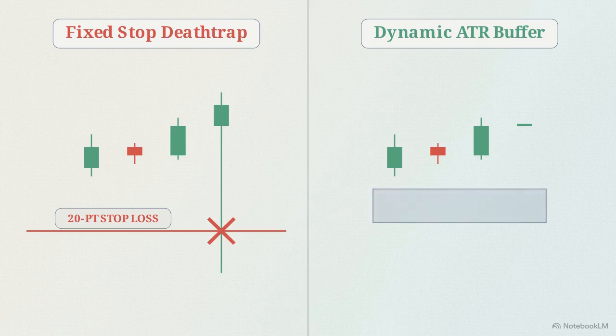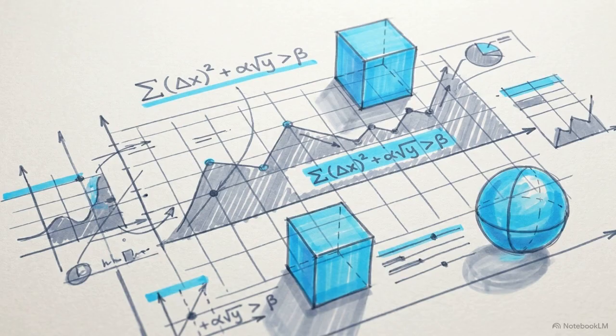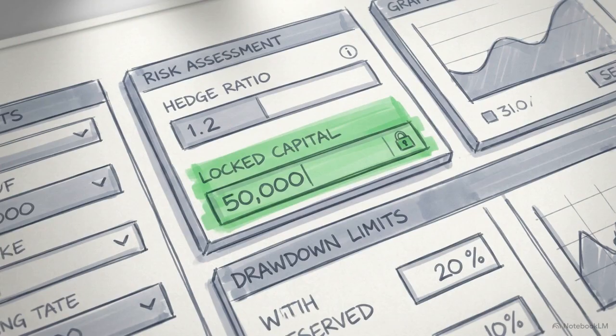That expanding channel on the right is what we call the dynamic ATR buffer. It uses the average true range indicator to measure volatility and forces your stop loss to expand and contract with the market itself. In this session, we are going to walk through the exact sequence to calculate this dynamic stop loss and show you how to lock down your dollar risk to the exact penny.